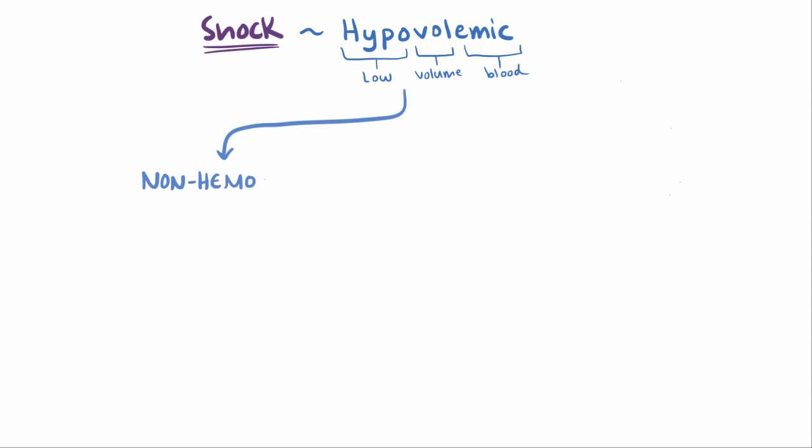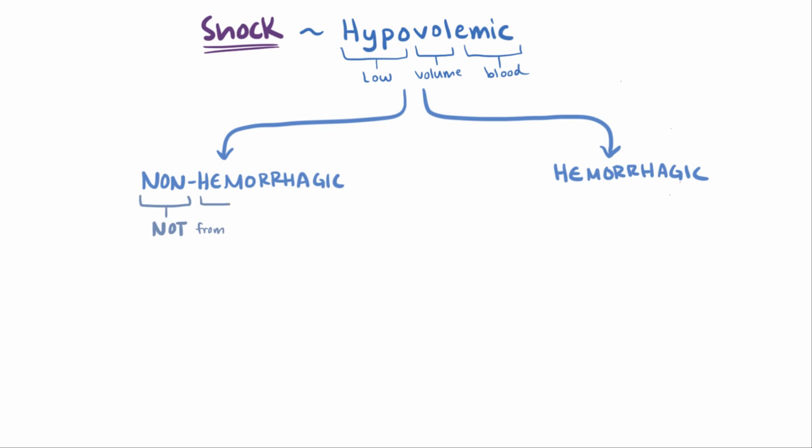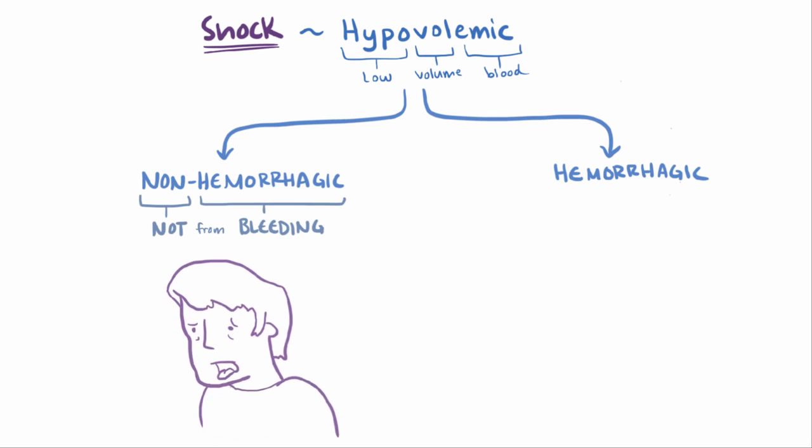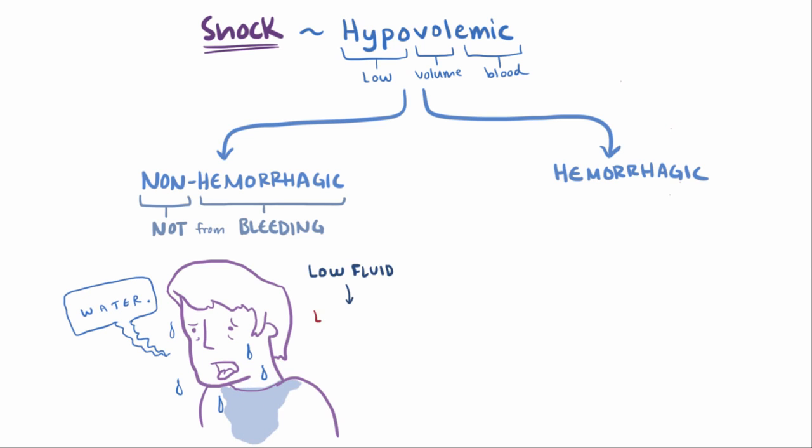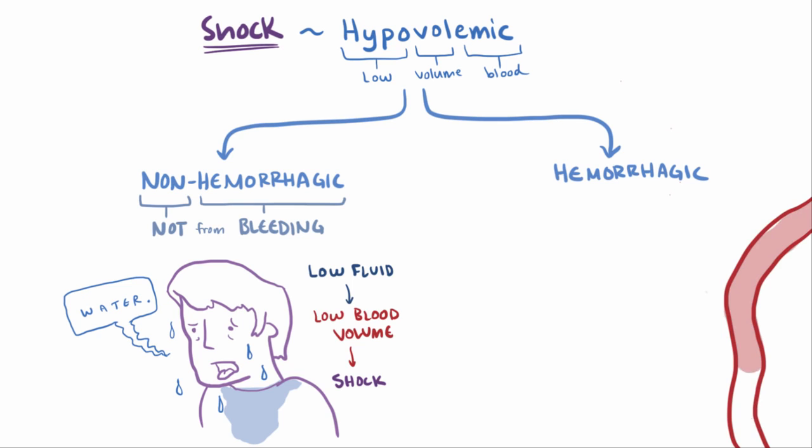And this could be either non-hemorrhagic or hemorrhagic. Non-hemorrhagic means that the loss of fluid volume isn't from bleeding. So this could be like if you were stranded in a desert and suffered severe dehydration. Eventually, your loss of fluid and sweat would reduce blood volume to where it wouldn't be enough to supply your body's organs, and you develop hypovolemic shock. Hemorrhagic hypovolemic shock, on the other hand, is loss of blood volume through ruptured blood vessels. In other words, from bleeding.